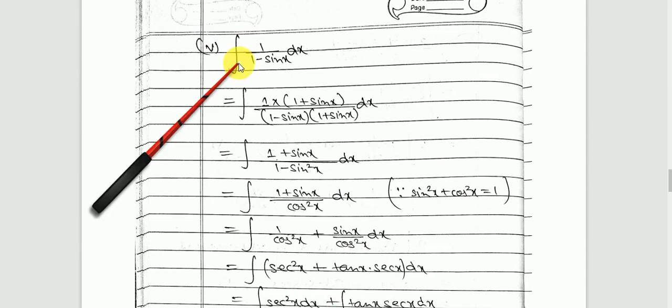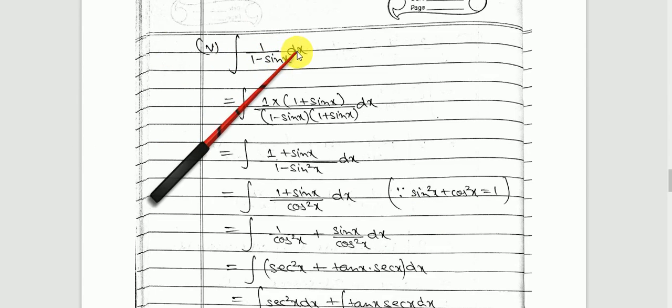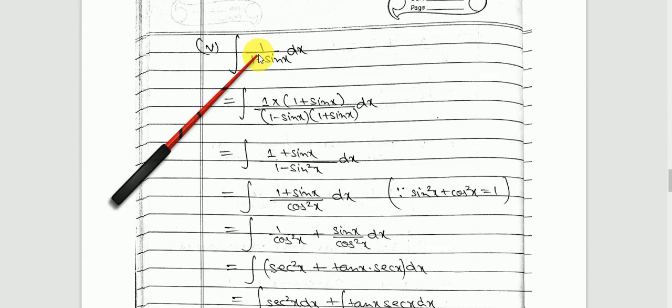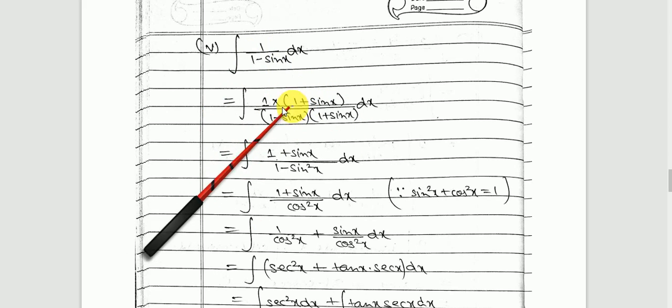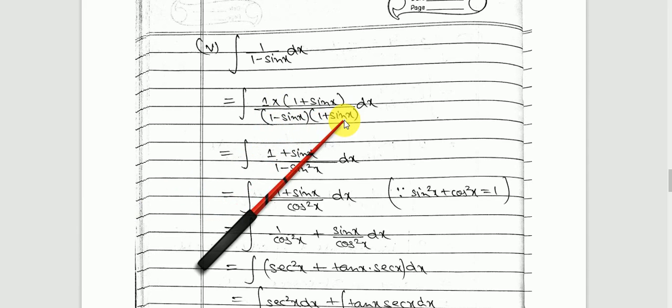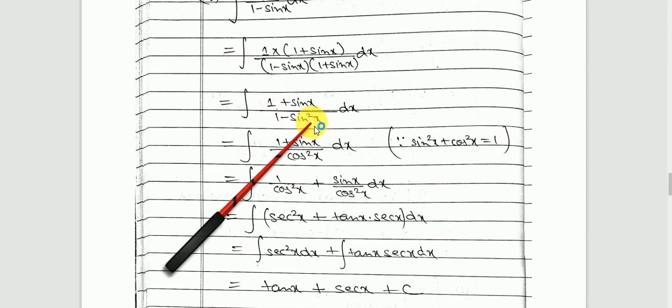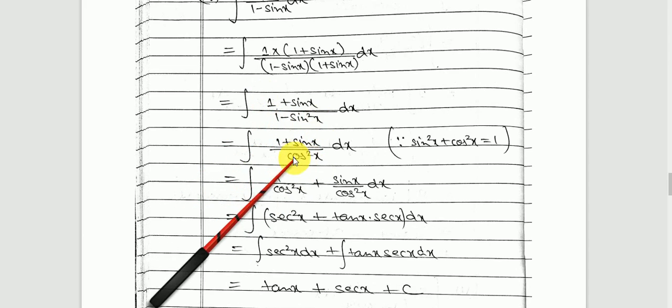Next is integration of 1 upon 1 minus sin x with respect to x. Here again we don't have any direct formula for this. So if I rationalize this, I can write this way: 1 into 1 plus sin x upon 1 minus sin x into 1 plus sin x. Then I get 1 plus sin x up, and down I get 1 minus sin square x. I know that 1 minus sin square x is nothing but cos square x, so I write cos square x.